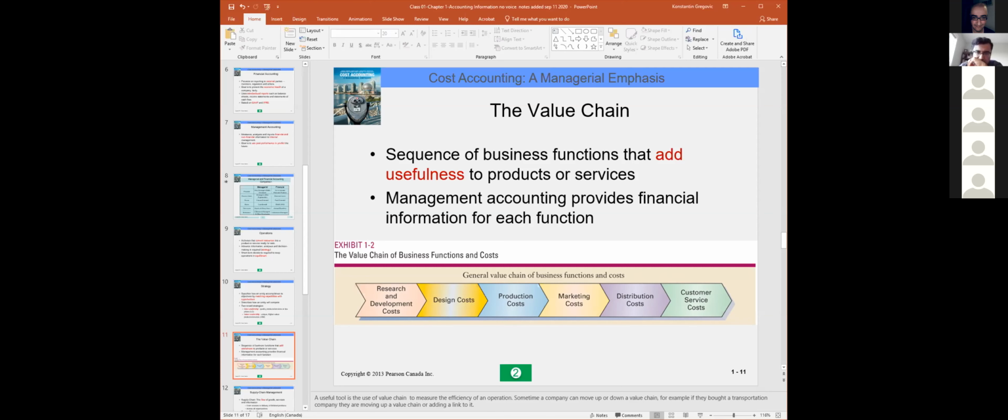Does anybody have any other examples of value chain? How you can move up and down that value chain? I was thinking, can raw materials be part of the value chain? Oh, definitely, yeah. Like if the amount of raw material is increased, then more goods are produced, and that means more goods are sold.